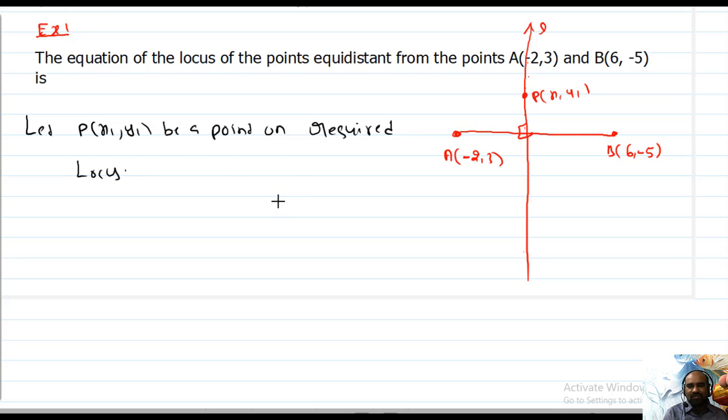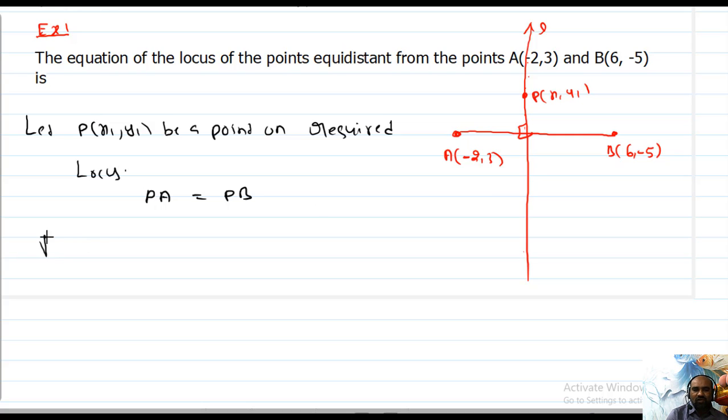That is the first step. So what is the second step? We need to write the algebraic condition. What is the given condition? The point should be equidistant from these two fixed points. That is, PA equal to PB. That is the condition. PA means distance from P to A equal to distance from P to B.